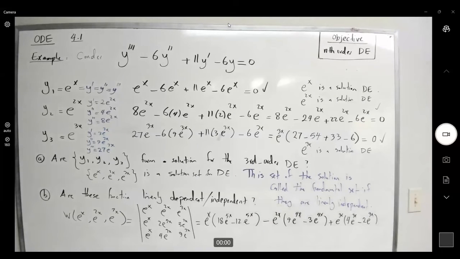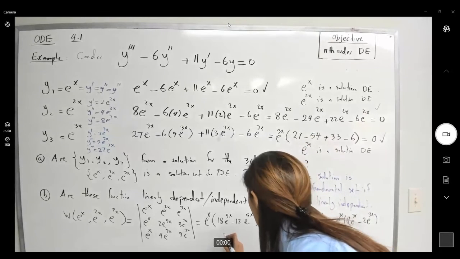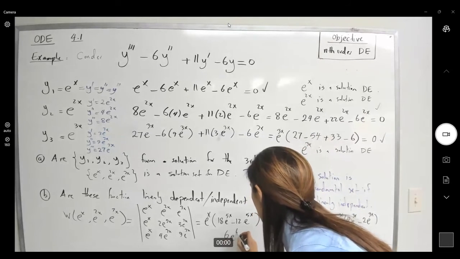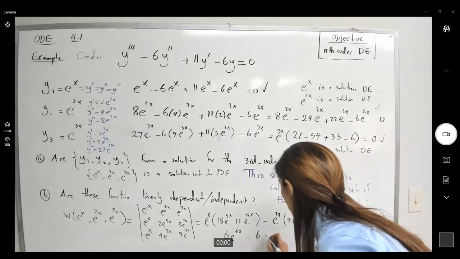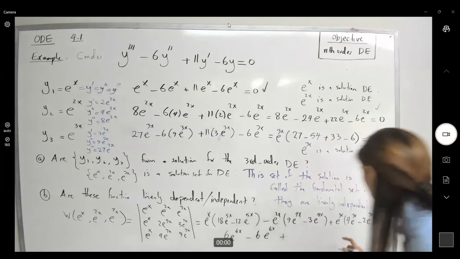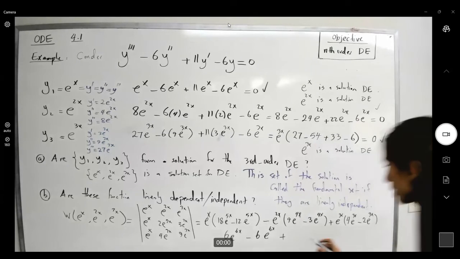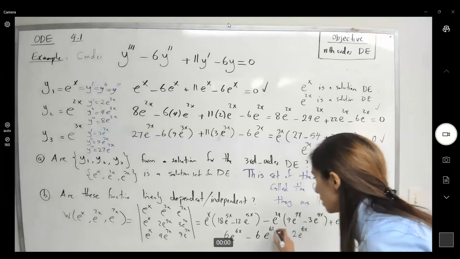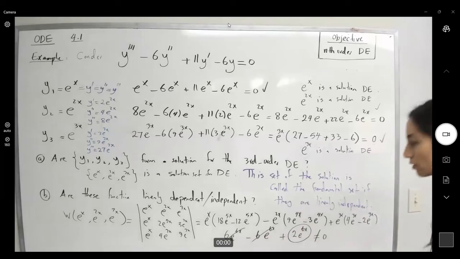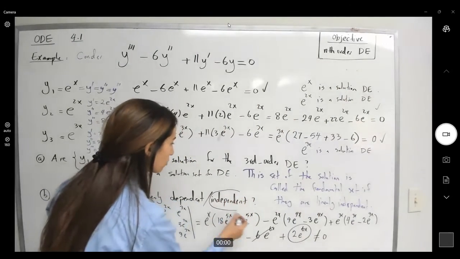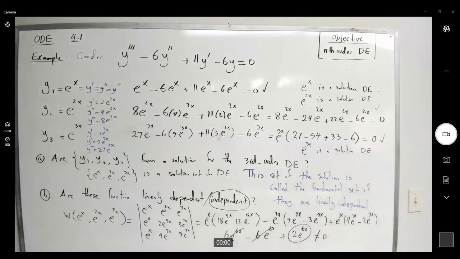If we simplify this, we get 6e to 6x minus 6e to 6x plus, here you have 2e to 6x. These two are opposites of each other. You end up with 2e to 6x, which is not 0. So the Wronskian is not 0. It means that they are linearly independent from each other. So this set is called the fundamental set for the differential equation.